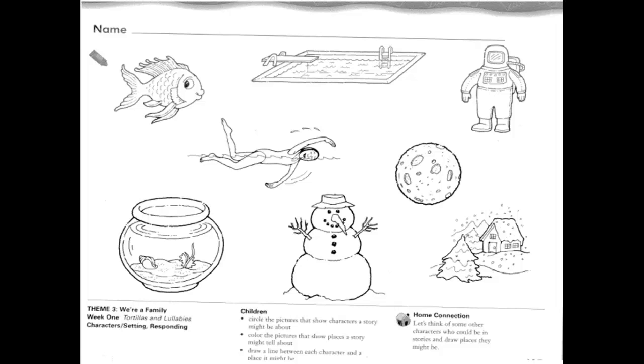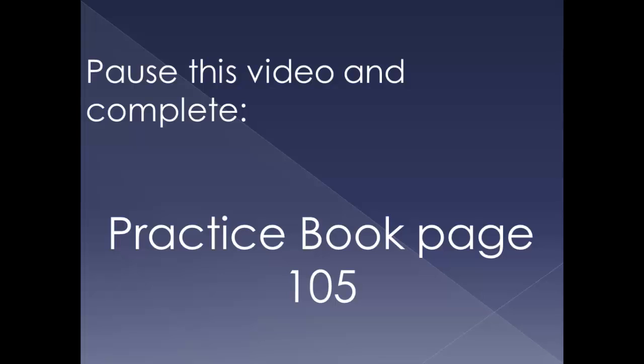Then, what you need to do is you need to draw a line between the character and its setting. Alright? So, circle the characters, color the places, draw a line that connects the characters and places. Remember, have someone take a picture of you doing this and a picture of your completed work. Submit it as an attachment below. Alright, now, we're going to keep on moving because you need to pause the video and complete practice book page 105.